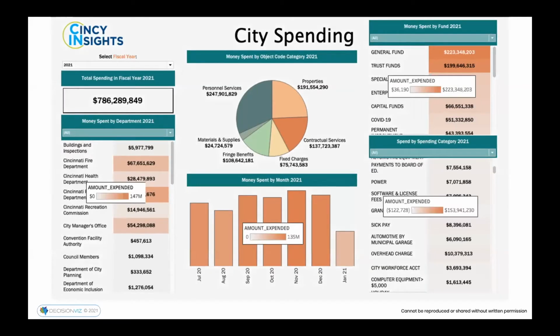So the first thing I had to do here was add the color legends. And right away, I saw that there were some problems because while they're using the same gradient for the same measure, which is amount expended, you're using it on multiple charts, but all the ranges are different. So you can't use that for any kind of analysis because a dark orange on one isn't the same meaning as dark orange on another. So that's a huge problem.